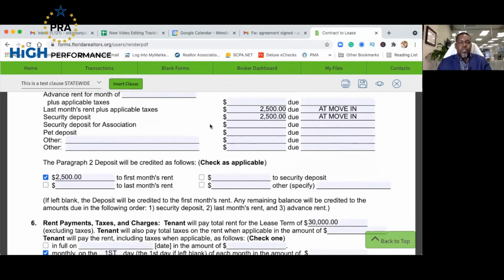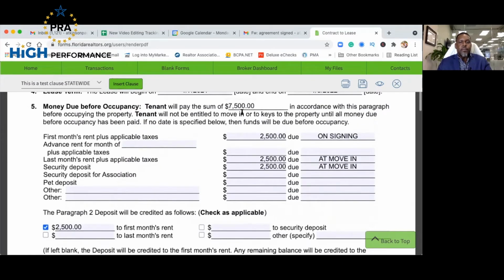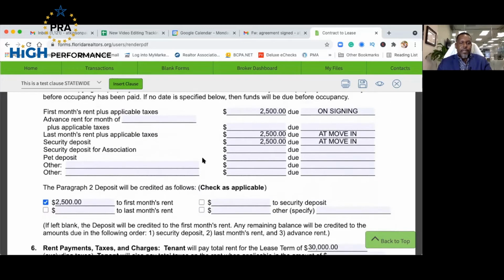If there's a security deposit required by the association, the tenant usually will pay that. Sometimes the landlord pays it, but they charge for it just to put it aside. But it's typically done by the tenant. And if you write it in here, it's going to automatically populate up here. If there's a pet deposit, typically $250 a pet, $300 a pet in our marketplace, you put that there. If there's any other, you put it, and you put it when it's going to be paid.